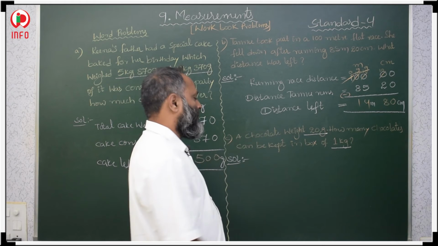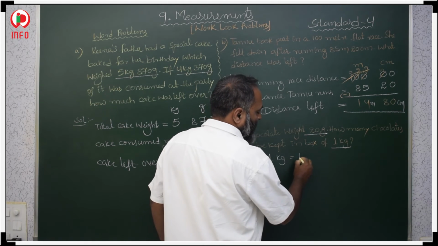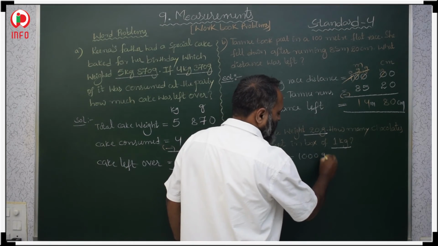Okay. First of all, 1 kg is equal to how many grams? That is, 1000 grams make a kg.